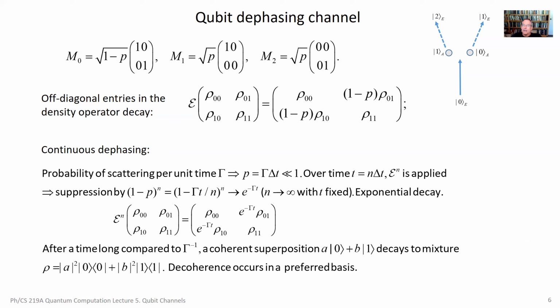But anyway, this is reflecting the special basis that our dephasing channel picks out. We're representing the density operator in the 0, 1 basis. And in that basis, the off-diagonal terms are suppressed by the channel. The on-diagonal terms are not affected. And of course, the trace is preserved.